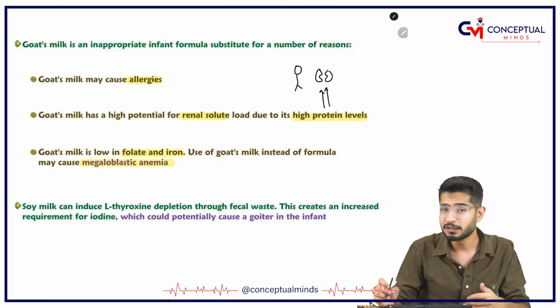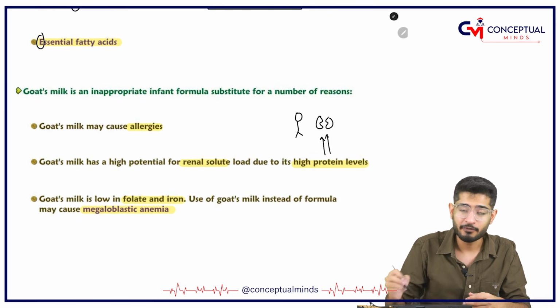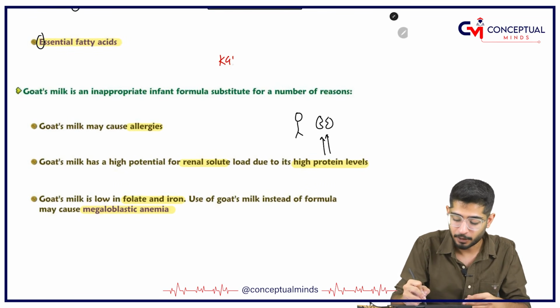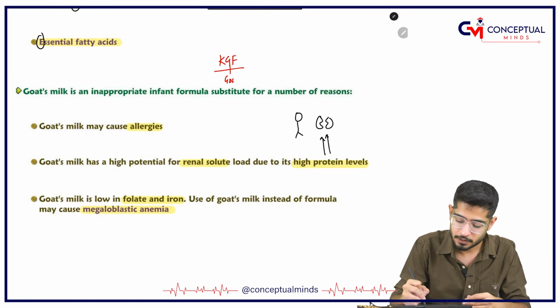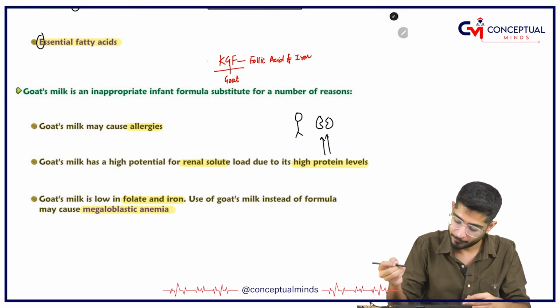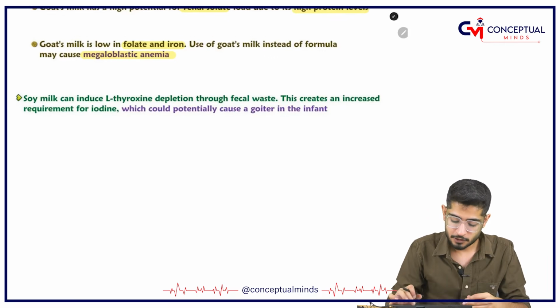Okay. That leads to what? That causes megaloblastic anemia also. So I think everybody is aware of the very famous Bollywood movie, KGF. So what is G? G for goat, F for folic acid, and of course the iron is less. What is K? Yeah, it is kidney toxic also. Alright, so this is goat's milk.